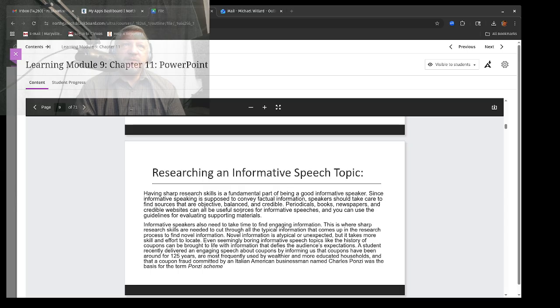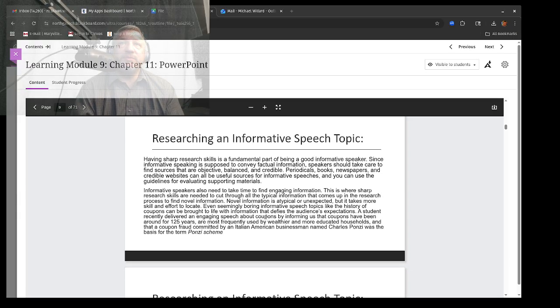You need to make sure that you find sources that are objective, balanced, and credible. Periodicals, books, newspapers, and credible websites can be useful for informative speeches. We talk about that in public speaking, right? But it's important to find good quality information and make sure it's factual. Don't be Dan Rather and get fired from your job at CBS Evening News because you didn't fact check a story.